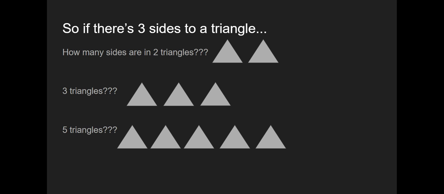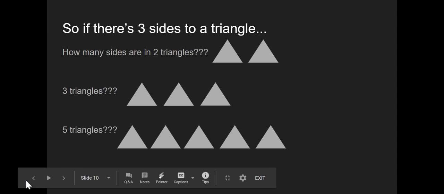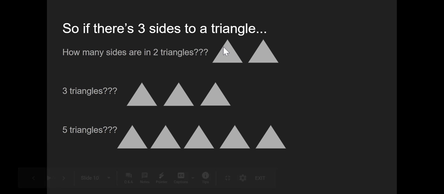And we can use this to help us figure out word problems and see how many things that we have. For example, if there's 3 sides to a triangle, how many sides are in 2 triangles? Could we figure that part out? I would have 3 in this triangle, 1, 2, 3, and 3 here, 1, 2, 3, and 3 plus 3 equals 6. So I have 6 sides.